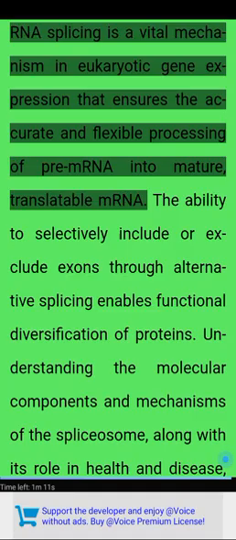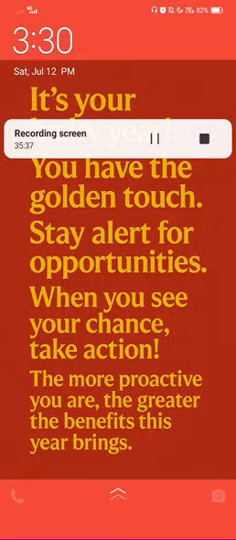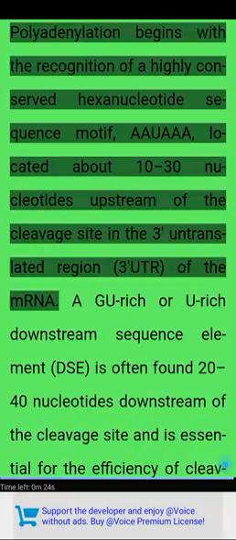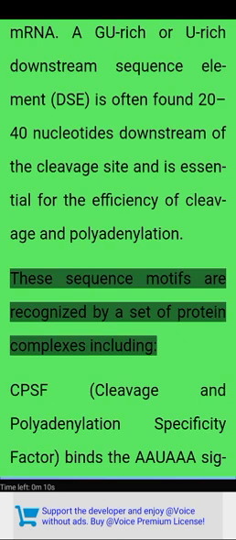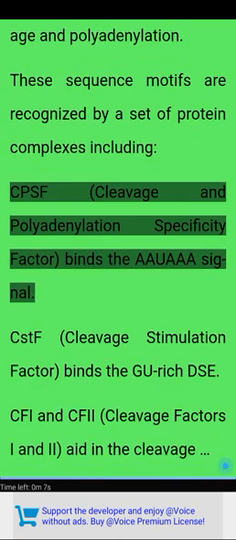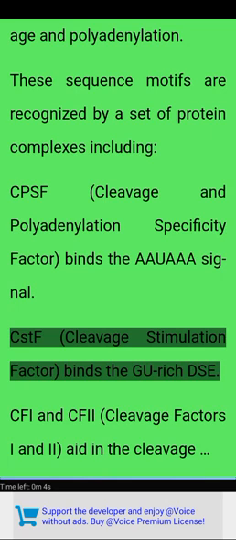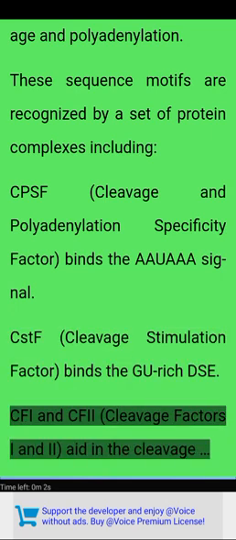Conclusion. RNA splicing is a vital mechanism in eukaryotic gene expression that ensures the accurate expression of genes. Polyadenylation begins with the recognition of a highly conserved hexanucleotide sequence motif, AAUAA, located about 10 to 30 nucleotides upstream of the cleavage site in the 3' untranslated region, 3' UTR of the mRNA. A GU-rich or U-rich downstream sequence element, DSE, is often found 20 to 40 nucleotides downstream of the cleavage site and is essential for the efficiency of cleavage and polyadenylation. These sequence motifs are recognized by a set of protein complexes including CPSF, cleavage and polyadenylation specificity factor, which binds the AAUAA signal. CSTF, cleavage stimulation factor, binds the GU-rich DSE. CFI and CFII, cleavage factors I and II, aid in the cleavage.